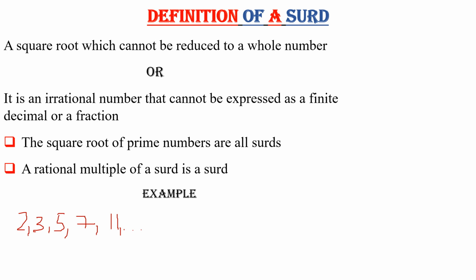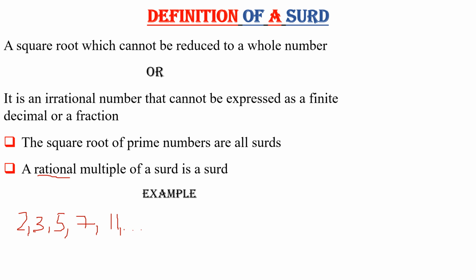Secondly, a rational multiple of a surd is a surd. Yes. So talking about rational has to do with rational numbers. Is that okay? So if we have rational numbers, all these numbers we are seeing here are all rational numbers, even though they are prime numbers. Is that okay? But we know rational numbers are all the numbers you can see, which are easy to simplify. Is that okay? So even fractions, some fractions fall within rational numbers.